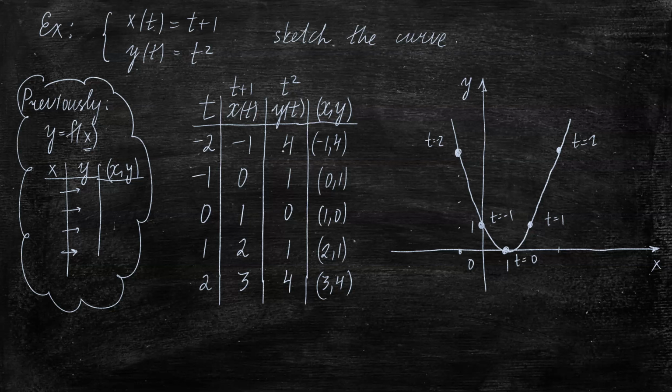So in this case, we go from t = -2 to t = -1. So the curve goes this way, right? So we're going to identify the direction with arrow or arrows, as many as we need. So we completed the sketch of the curve.